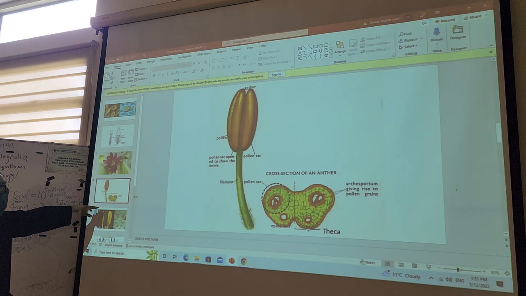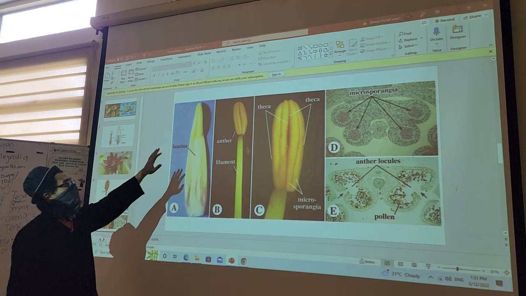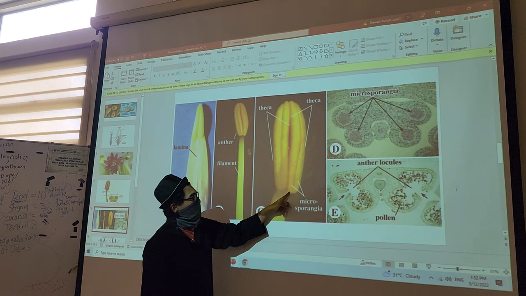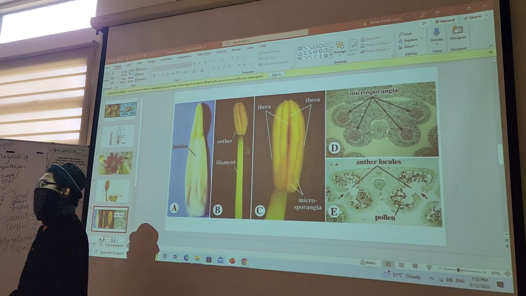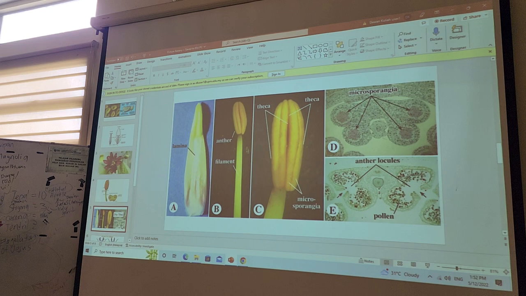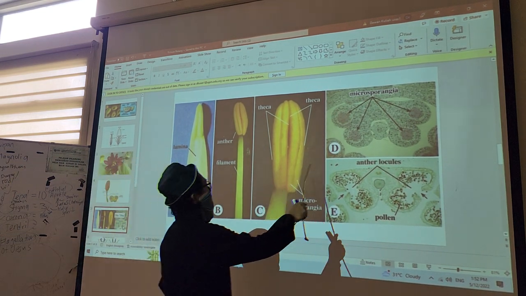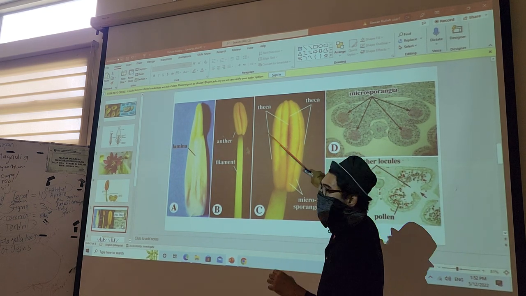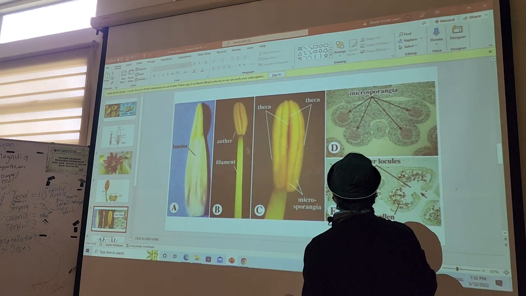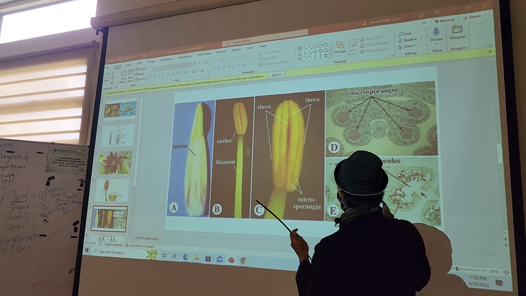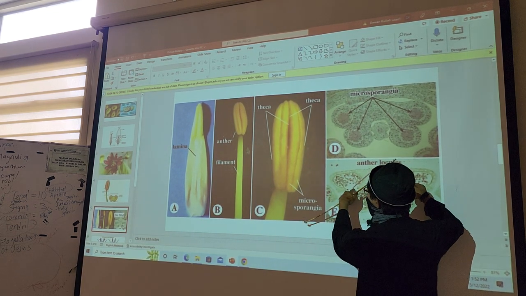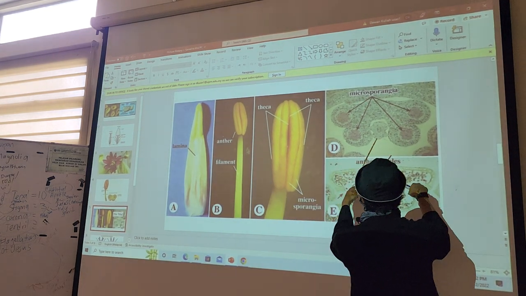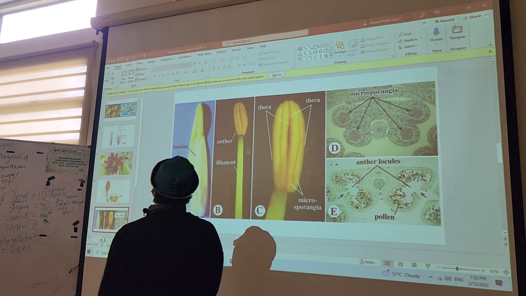Next slide. Yeah. So, you got the theca here. Okay, and then your microsporangia. From the outside, how does it look like? Just now, the cross-section of it. Okay, so when you cross it, this is how it's going to look like. There are four bulges. Right, and then the anther locules. Locules are right in the middle here. You cannot see locules here. You need to cross it. Then you see the locules, right?